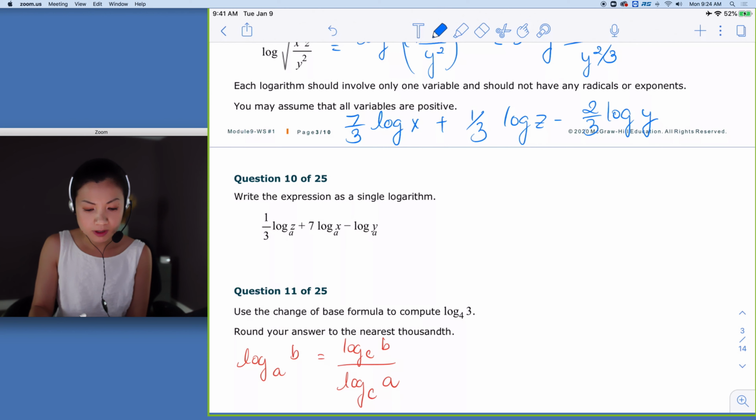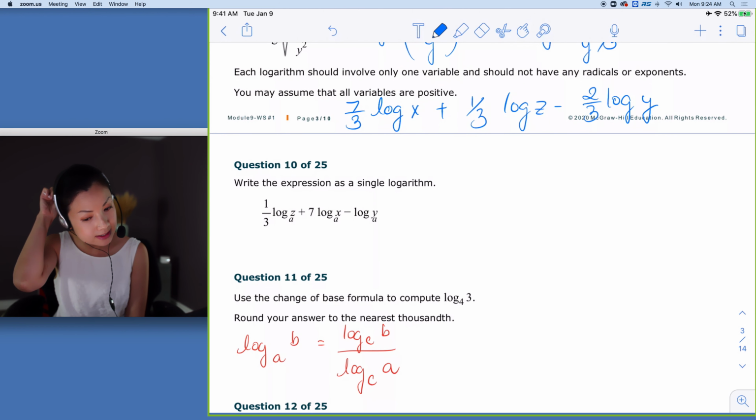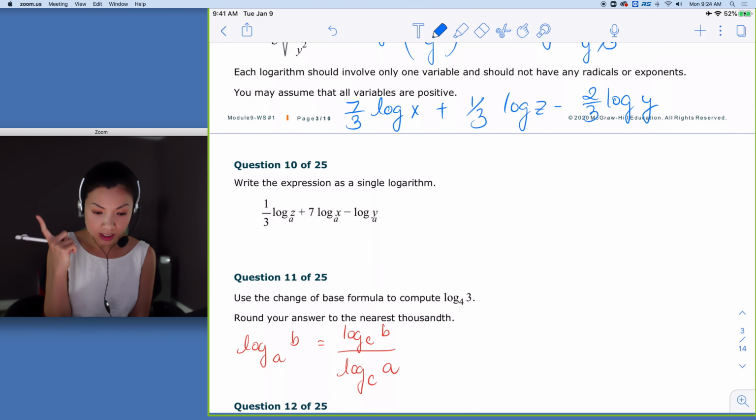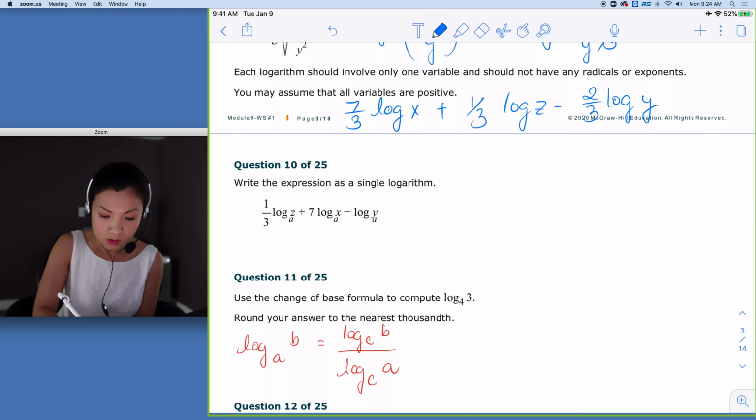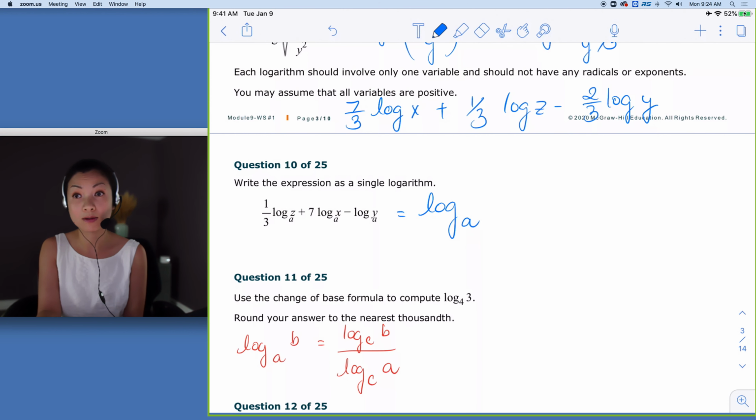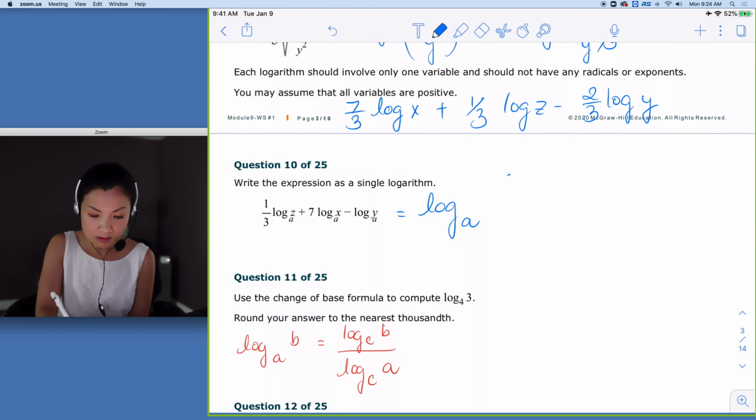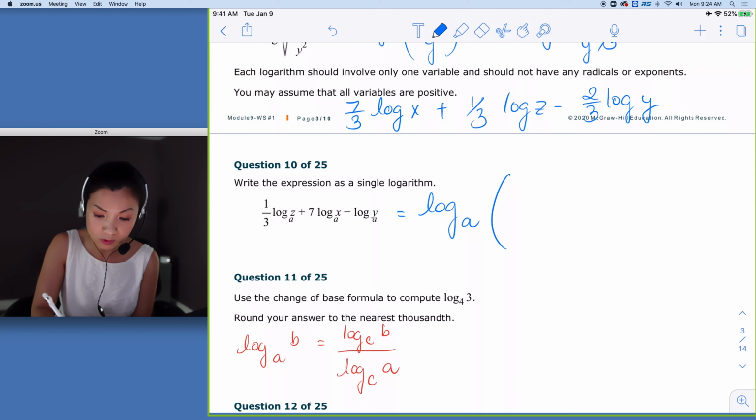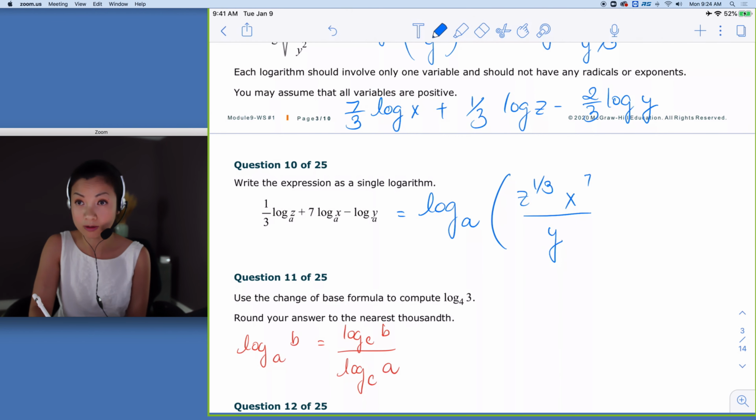Now, for number 10, we want to write as a single log. This one is very important. So you need to rewrite. Somehow we have only one log and the base is a. So you see right here, we have the power for the z is going to be 1/3. Because we have addition, it's going to be multiplication here. And then for y, it's going to be on the bottom.